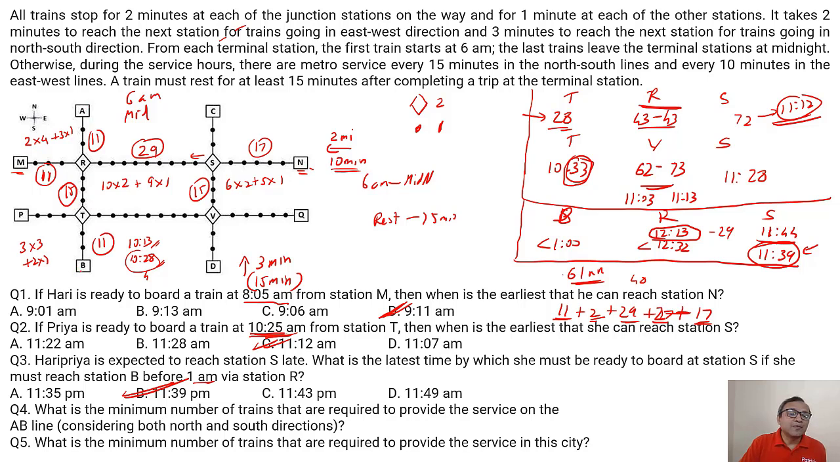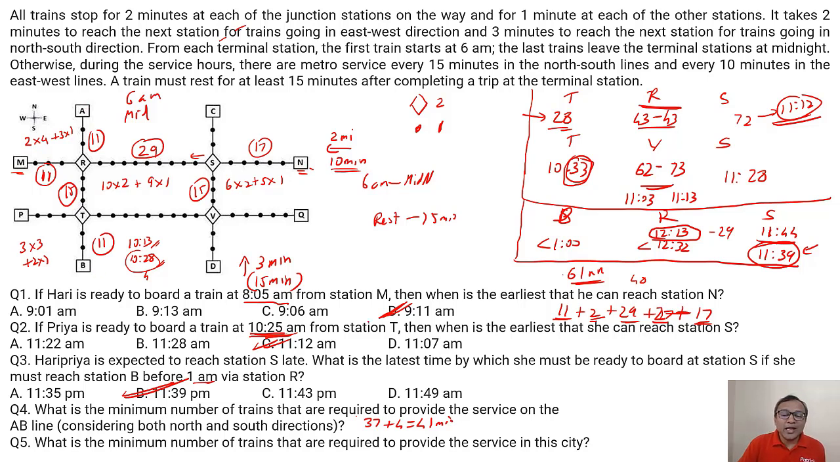11 plus 15 plus 11. Right. Okay. To reach B, it will take me 11 plus 15 plus 11. Add it up. That will give you 37 minutes, and plus 2 minutes stoppage time at R and T, remember. So which will be 41 minutes. So 41 minutes to reach B.